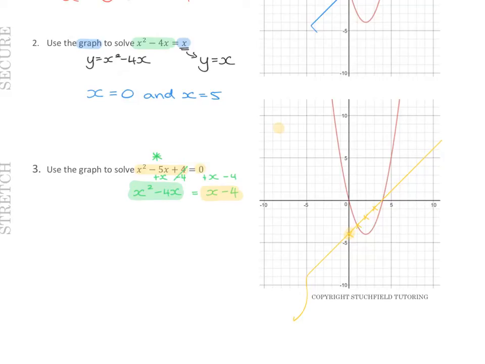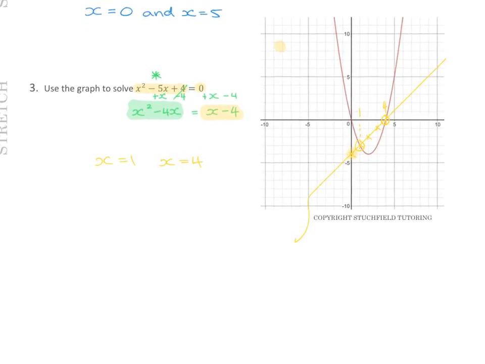And then, sorry about that little squiggle there. And then I'm looking for the intersections. So the intersections are here and here. So this is 1 and this is 4. So x equals 1 and x equals 4. So that's that stretch question at the bottom where we have to match it up.